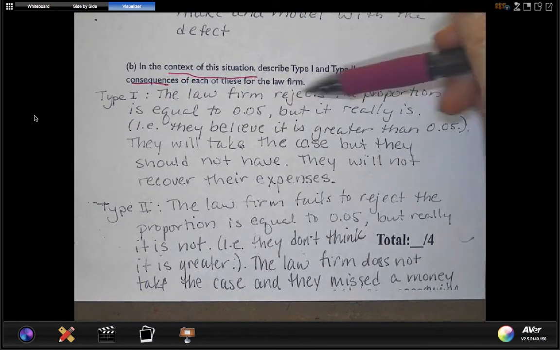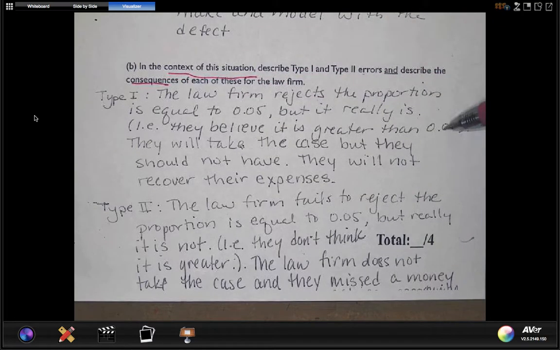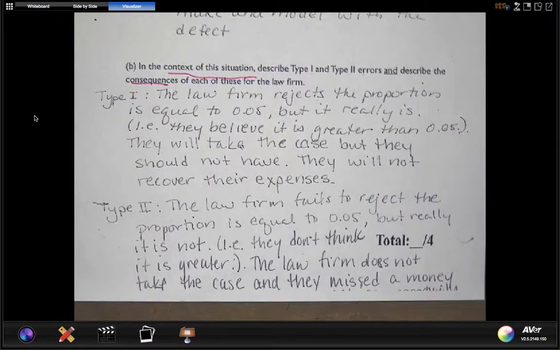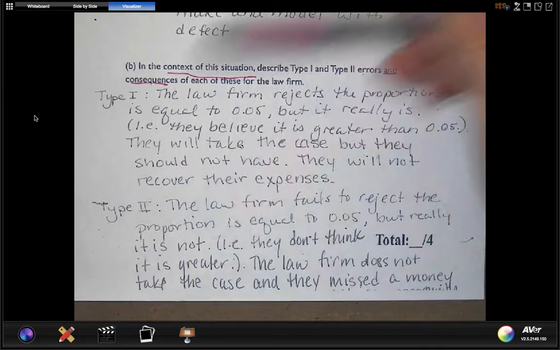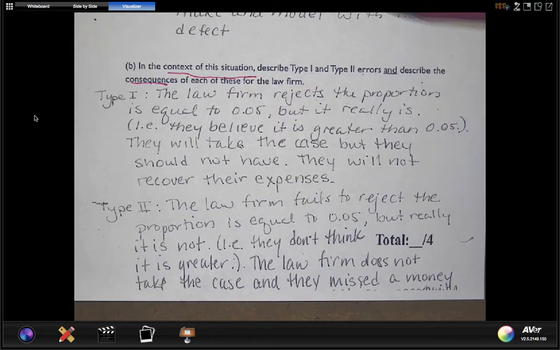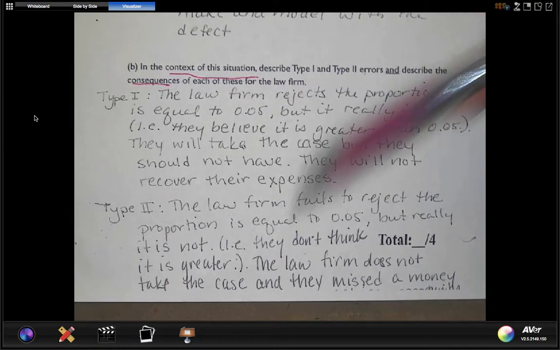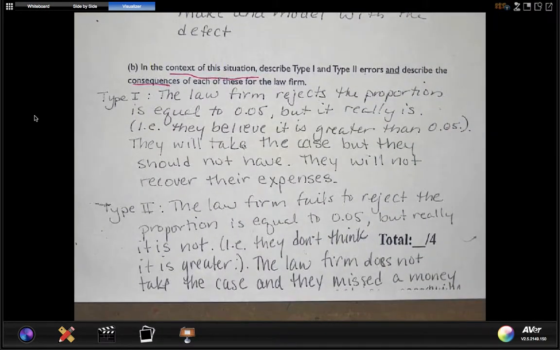Again, I wrote it a little differently here, but you can always say, they believe that it's greater than 0.05. They believe that the proportion of all cars of this make and model with a defect is greater than 0.05, but really it's not. But the consequence here is going to be the same. Here I could say they don't think the proportion of all cars of this make and model with a defect is greater than 0.05, but really it was. So they don't take the case and they miss the money opportunity, is what I wrote down there. Okay.